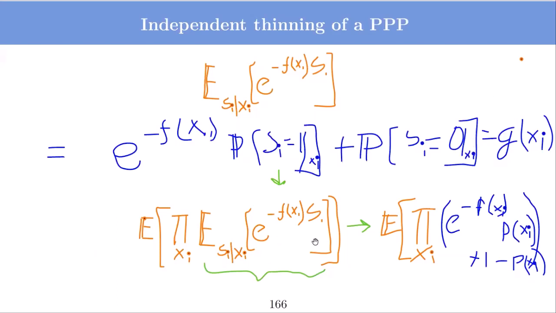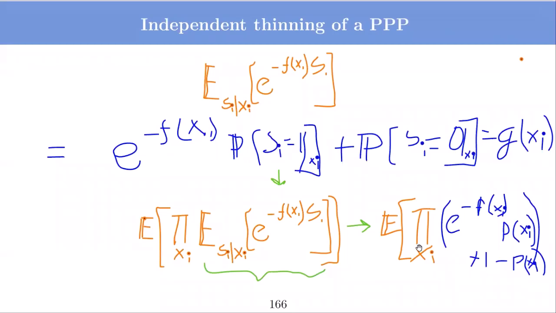So this term is just a function g(xi). If you look at the original expression, the expectation of the product of the expectation of e to the power minus f(xi) si given xi, if I replace this by this g(xi) function, it becomes the expectation of the product of g(xi), where g is given by this particular form. So now you can notice that this is nothing but the expectation of the product of function values at different xi points. This is nothing but the PGFL of this function.